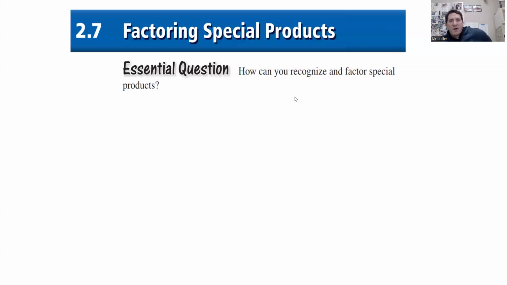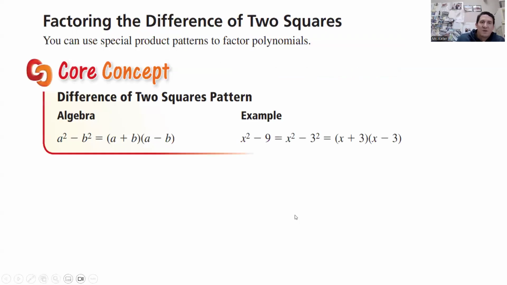All right, IM2 classes. We are working on factoring special products. Let's just get right into it. First one we're going to be doing is called a difference of squares. So we're going to have a perfect square minus a perfect square, and it factors just using this pattern.